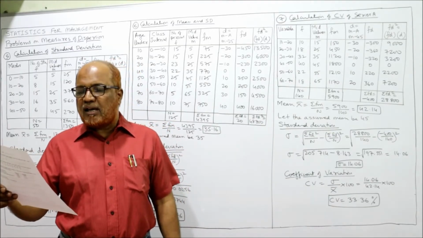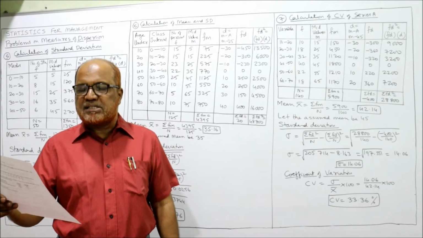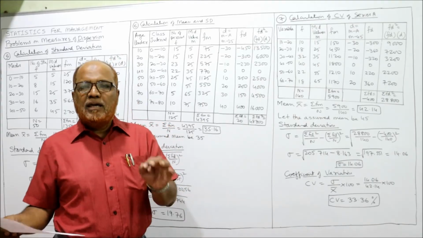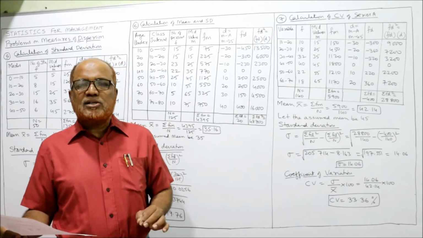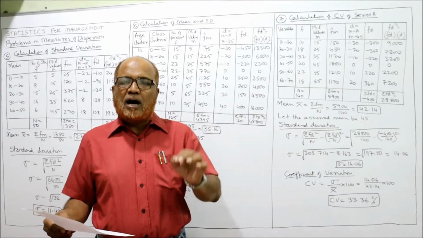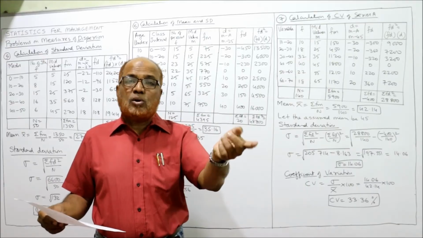So from the following data, calculate the mean and standard deviation. Age under 10, under 20, under 30, like that. Number of persons dying. This number of persons dying is the frequency. Here, the distribution is cumulative, because under 10 means 0 to 10. Under 20 means 0 to 20. Under 30 means 0 to 30.